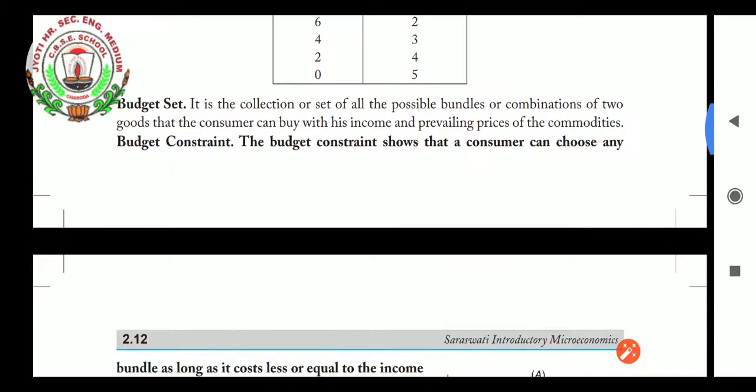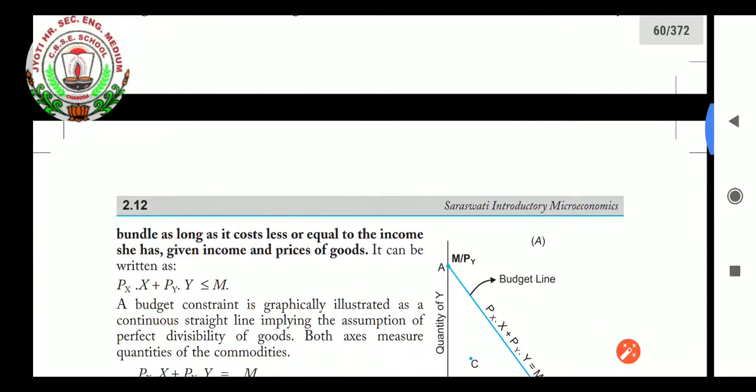Next topic is budget constraint. The budget constraint shows that a consumer can choose any bundle as long as it costs less than or equal to the income she has, given income and prices of the goods. It can be written as Px into quantity of X plus Py, that is the price of commodity Y, into quantity of Y must be less than or equal to M, but it cannot exceed M.